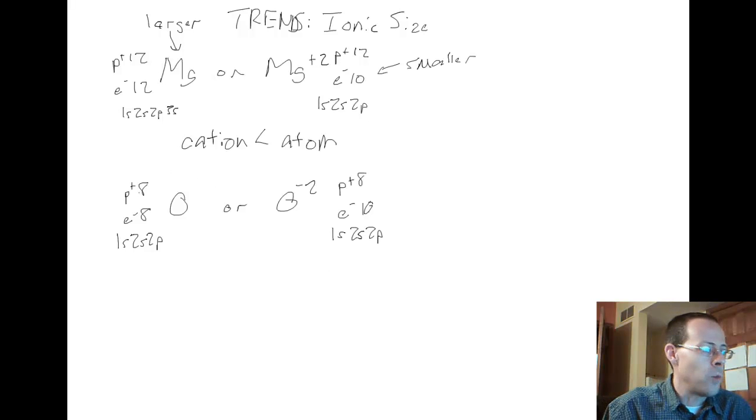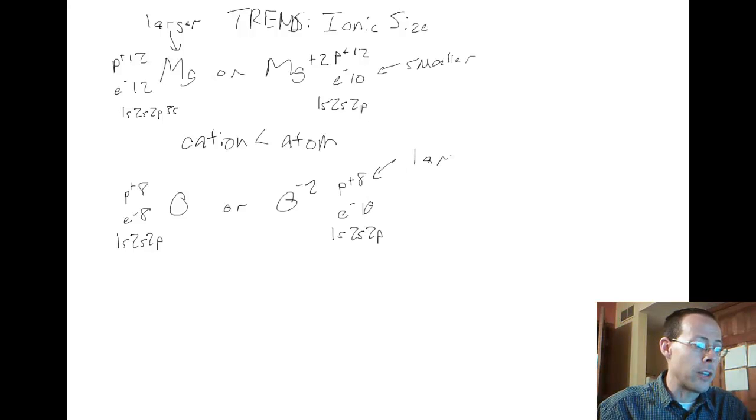Over here with oxygen, we have 8 protons attracting 8 electrons, and that's normal for oxygen. For oxide, we have 8 protons attracting 10 electrons. So the question is, who can attract the electrons more strongly? The larger one is obviously going to be the oxide. How come? Because there are more electrons to attract, so the protons cannot attract them as strongly, which means our oxygen atom will be smaller.